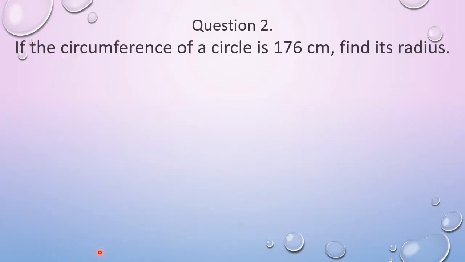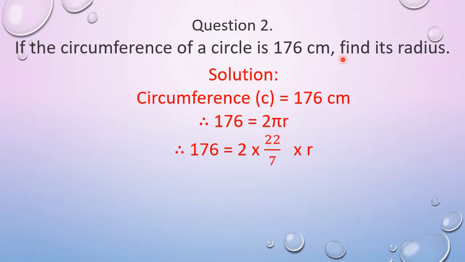Question number 2. If the circumference of a circle is 176 centimeter, find its radius. So we have to find the radius from circumference of a circle. Solution: circumference is equal to 176 centimeter. So we know the formula. C is equal to 2 pi r. So 176 is equal to 2 pi r. So pi is constant, that value we already know. So 176 is equal to 2 into 22 by 7 multiplied by r.